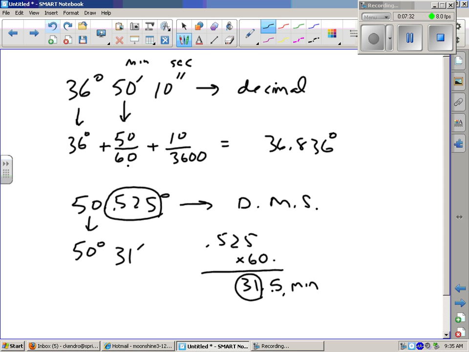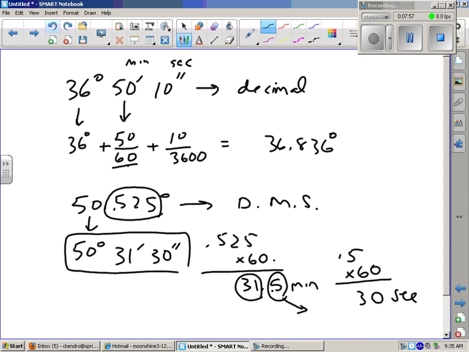So I have 31 full minutes, so I put that over here. But then I have 0.5, or half a minute. So I take that 0.5 and multiply it by 60 again. Now it's not 3600 because I've already multiplied by 60 once, so multiplying by 60 again makes the 3600. So I take 0.5 times 60 and that gives me 30 seconds. So then that adds on here. So that would be your conversion.